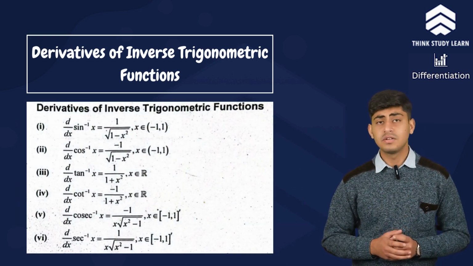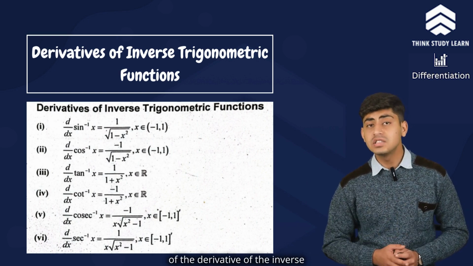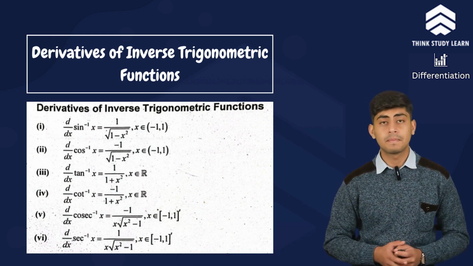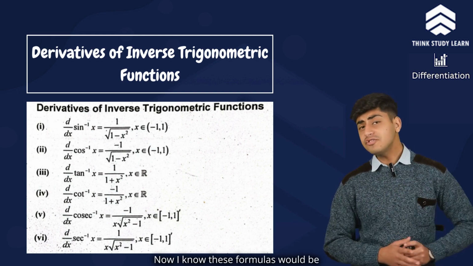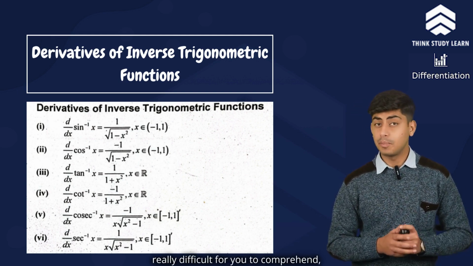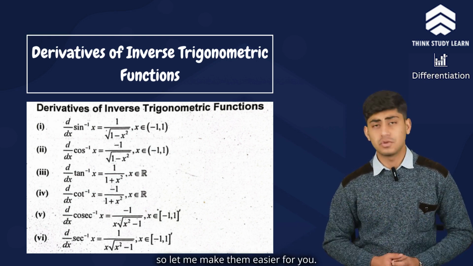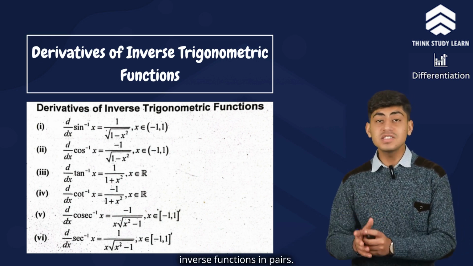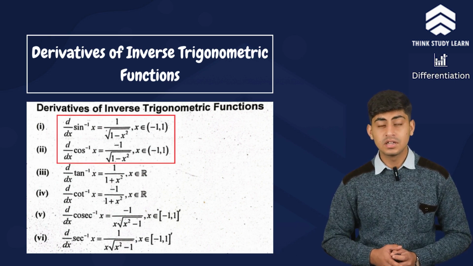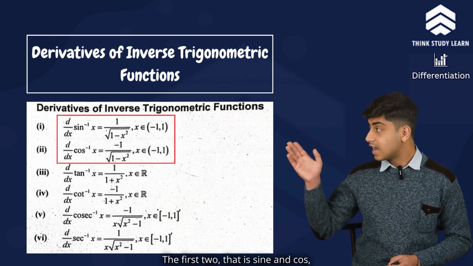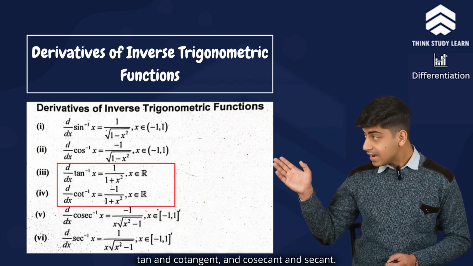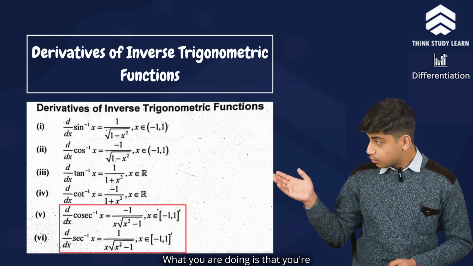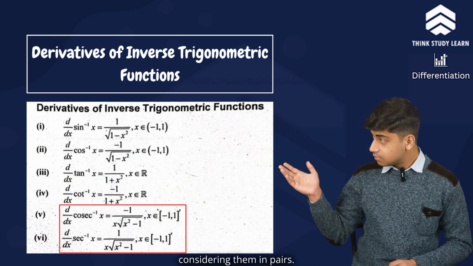Now, on your screen, we have displayed the formulas of the derivatives of the inverse trigonometric functions. I know these formulas would be really difficult for you to comprehend, so let me make them easier for you. What you have to do is consider the inverse functions in pairs. The first two, that is, sine and cos, tan and cotangent, and cosecant and secant. What you are doing is considering them in pairs.